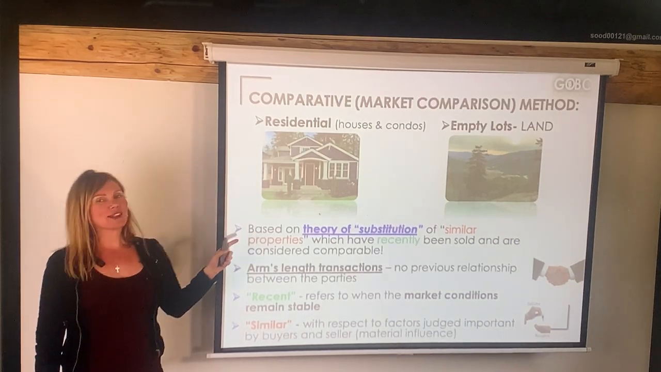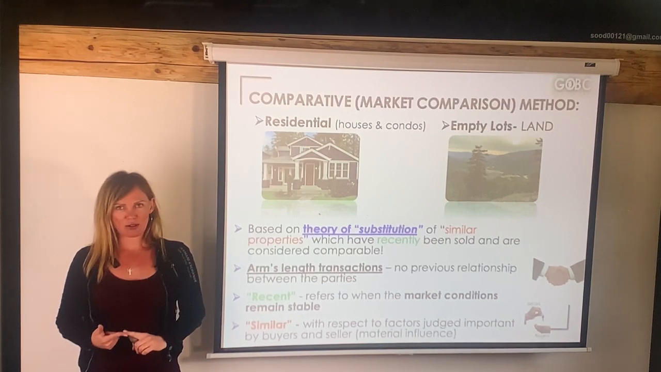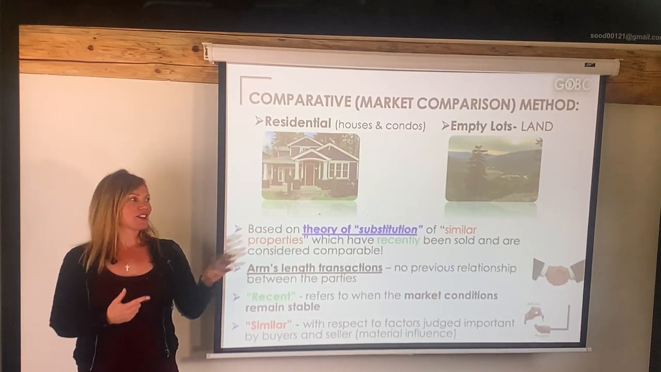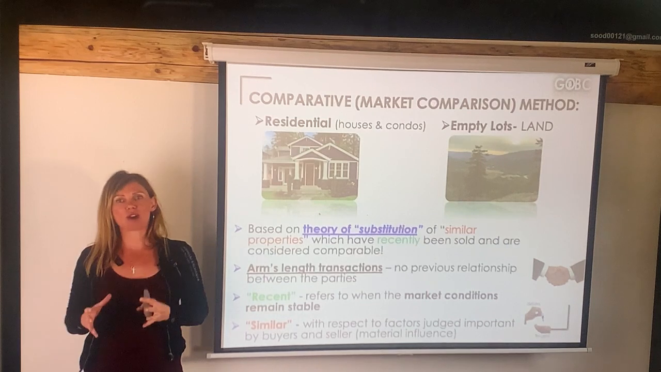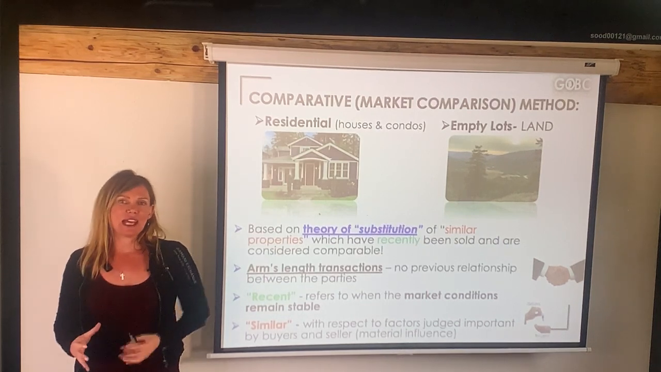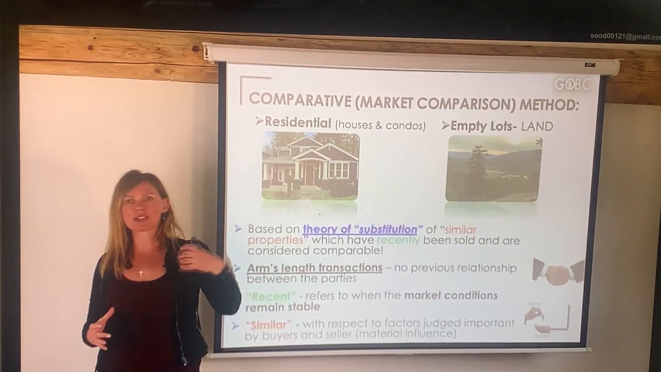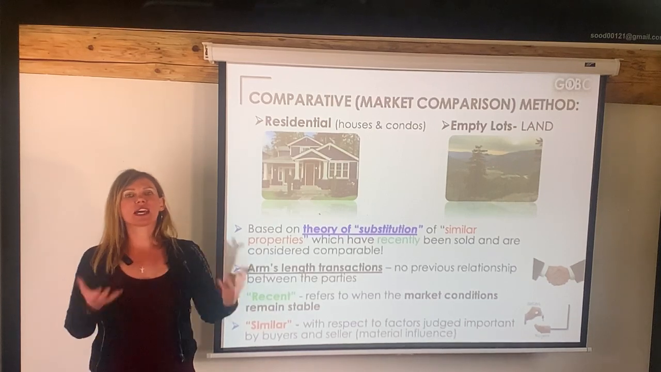So it's based on the theory of substitution. I already explained that in the previous video, but what does that mean? This is what the math is going to be based on, because if my subject property, the house I'm trying to sell, has only 2 bedrooms, and the comparables that I find have one with 3 bedrooms, one with 1 bedroom, and they have different square footages, then I have to do the substitution.